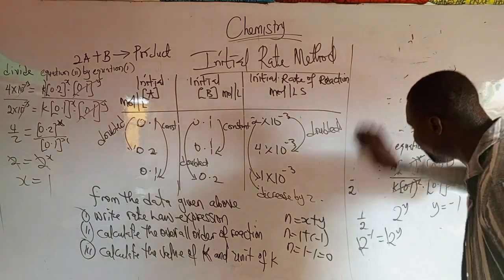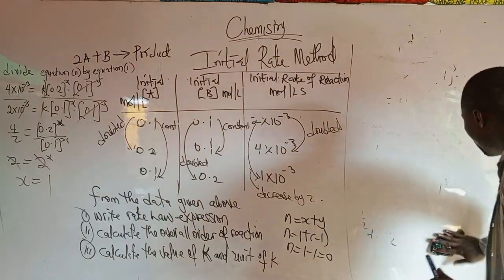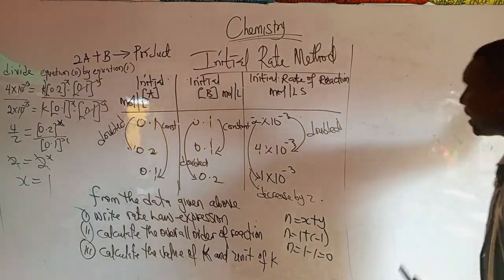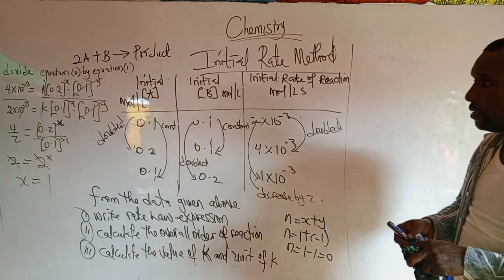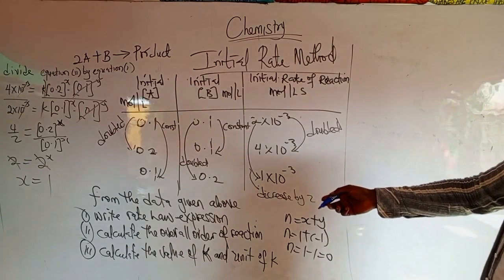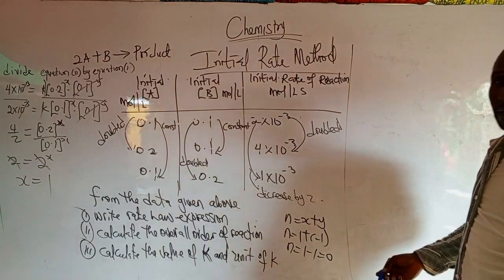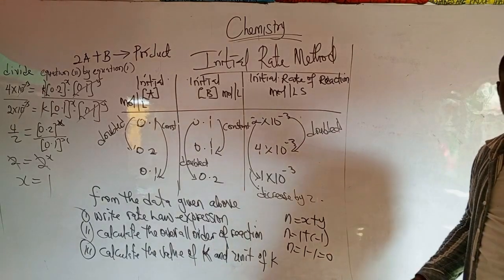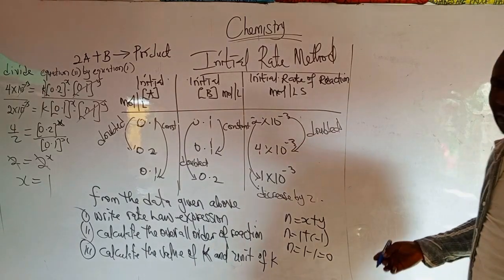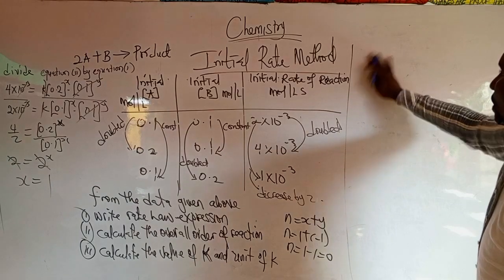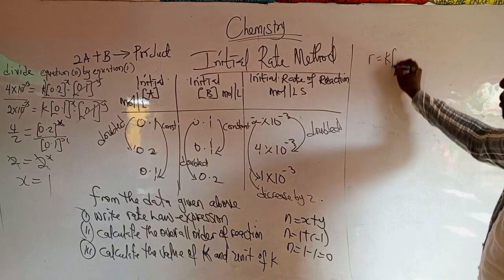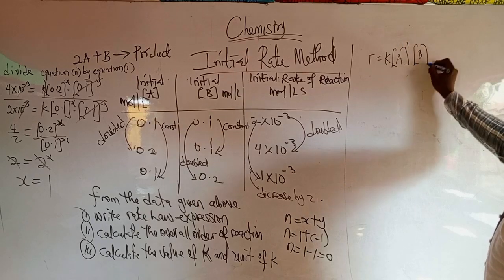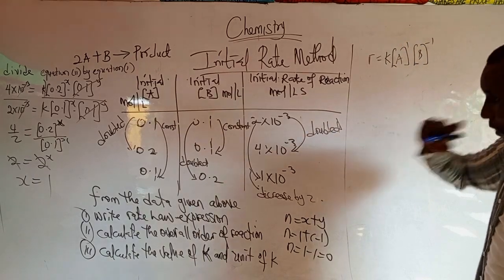Calculate the value of K. To calculate the value of K, you can use any one of the experiments. Let me use the third experiment. You get the same thing. You have R equal to K into A raised to power 1, B raised to power minus 1. I'm using the third experiment.